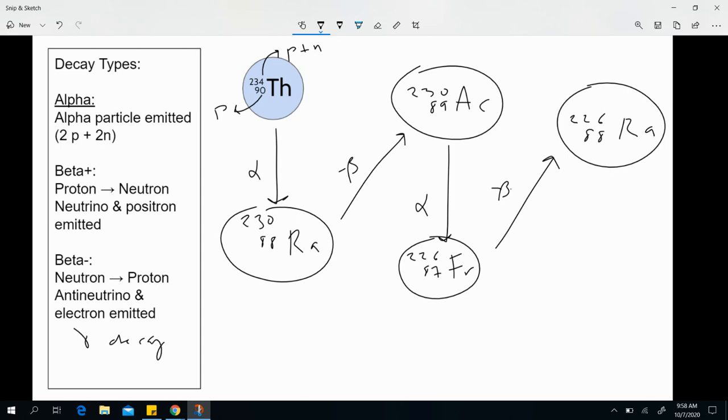Something that you might be wondering is, what about those neutrinos and positrons? Those have such little mass that we do not account for their masses in our atomic mass. So even though they're gone, they're somewhere else, they've been emitted, we do not count them when we are calculating atomic mass. So we do not have to account for them when we make our decay schemes in this class. If you have any questions, let me know.